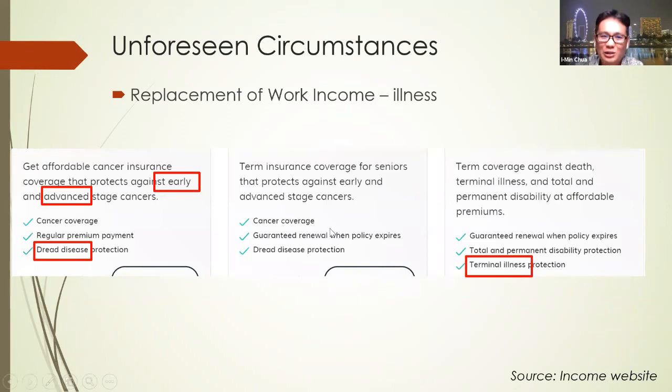The insurance to replace work income, that means to say touch wood, you get this illness, and likely this person can still live for another 5 to 10 years. Then you actually want to worry about how you should get money to survive for that 5 to 10 years. If I cannot work, how do I get money? So if you really want to cover for this, you have to go for things like early stage cancer protection, which a lot of people don't cover.